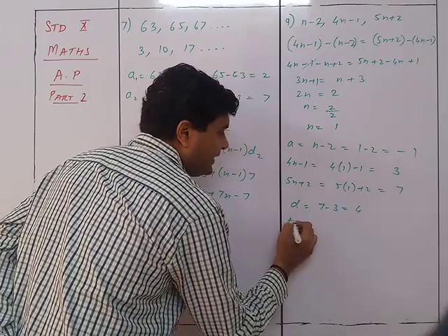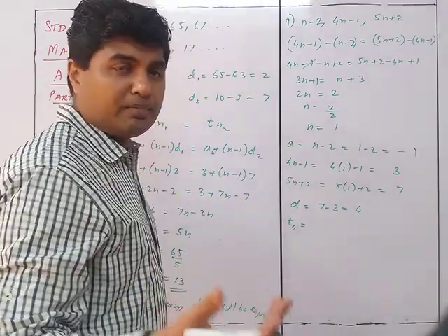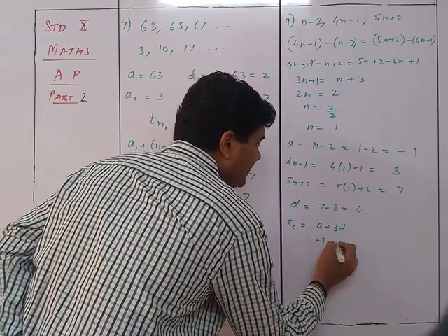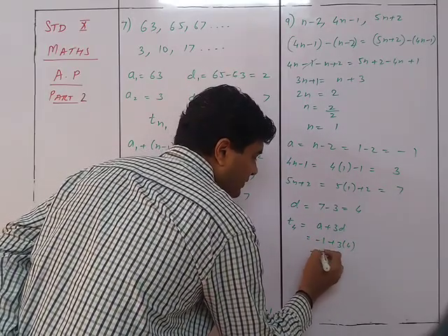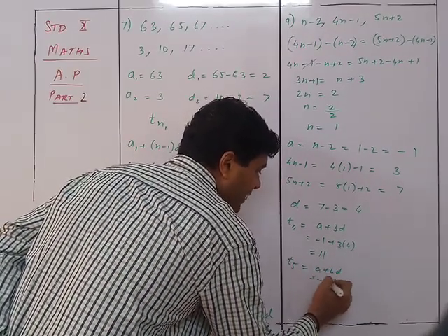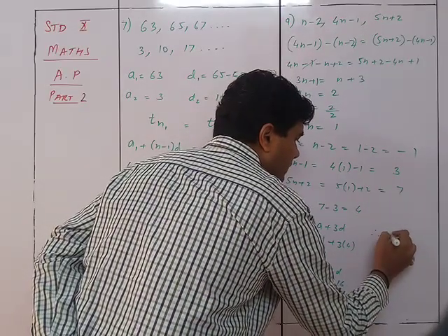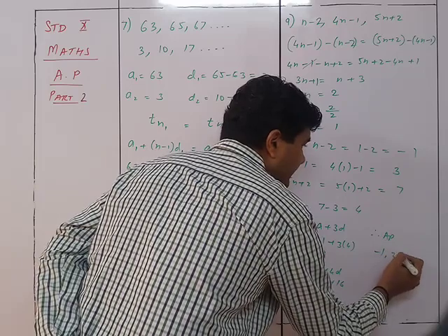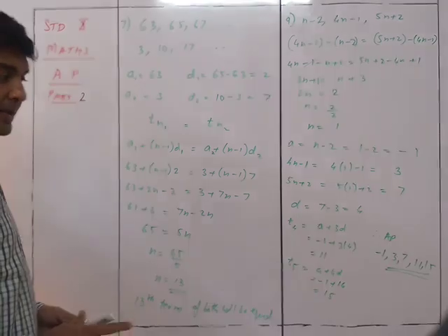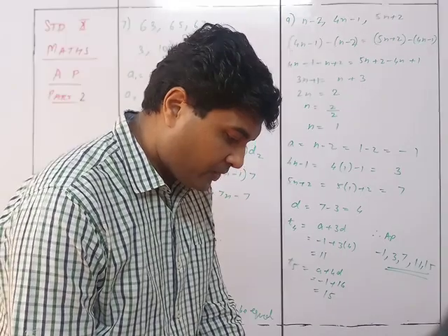So therefore, this is T1, T2, T3. There will be T4. What will be T4? We want the next two numbers also. So T4 will be A plus 3D, which is minus 1 plus 3 into 4. So it's 11. And T5 will be A plus 4D, which is minus 1 plus 16, which is 15. Therefore, the AP will be minus 1, 3, 7, 11, 15. Understood? The next two numbers will be 11 and 15. So that was sum number 9.